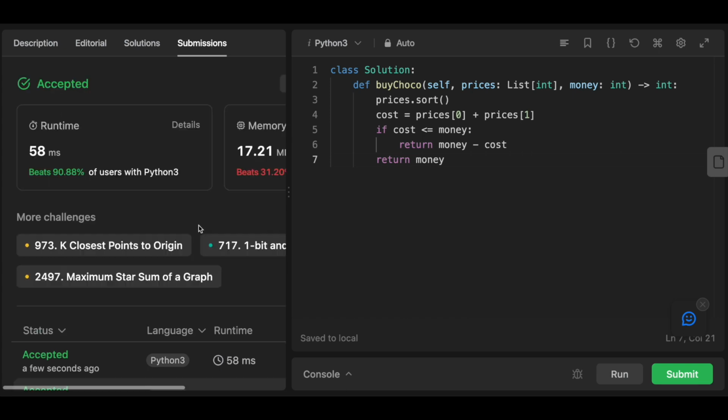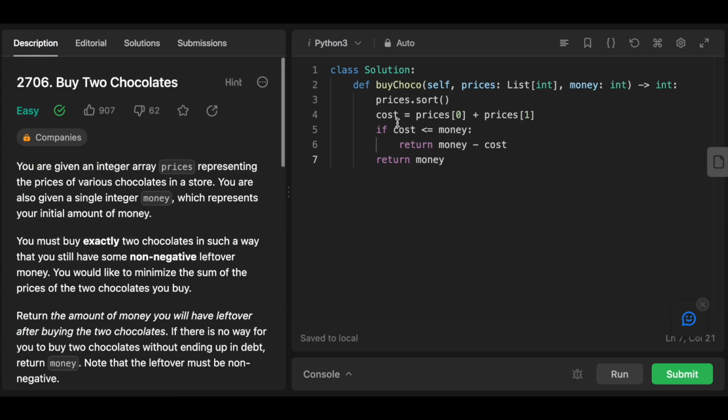Okay, so that does work. Now, there is another way. If we think about this one, the time is O of n log n because we sort, and space is constant. We're just using constant variables. However, can we do better?